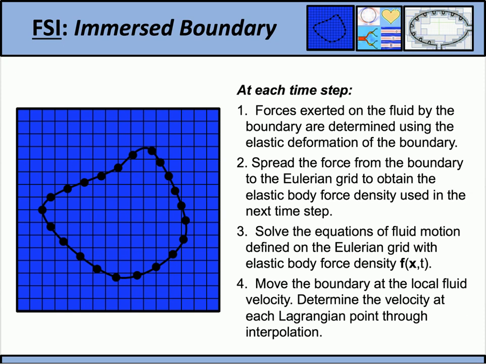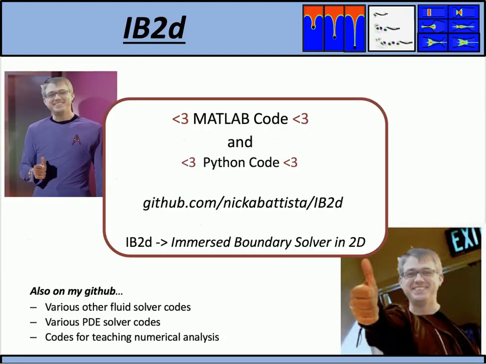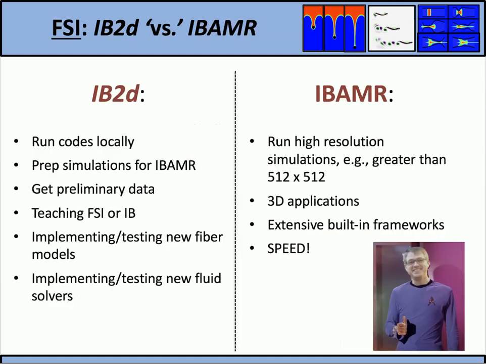Next, let's actually start introducing some of the free software that's available online. We'll focus a lot on our software called IB2d, which is Immersed Boundary Method in 2 dimensions. But there are a plethora of other codes that are available online. In particular, I'd like to also mention Boyce-Griffith's IBAMR package. So if we're comparing IB2d versus IBAMR, IBAMR is a powerhouse code. It can run very highly resolved simulations. It can do 3D applications. It has very extensive built-in frameworks, and it's very fast using adaptive mesh refinement as well as parallelization.